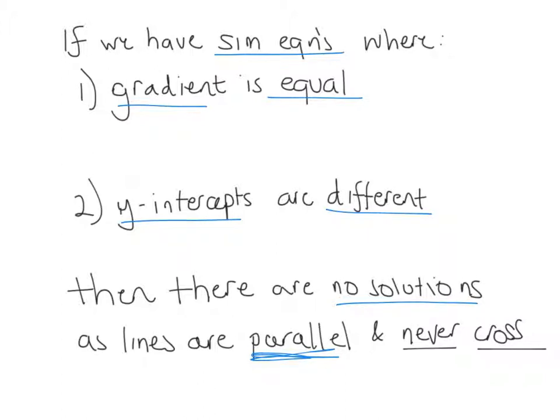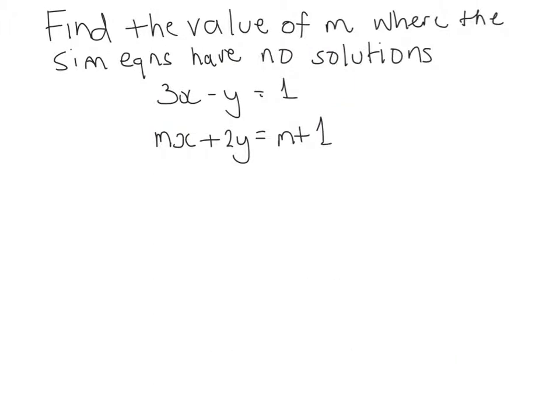Let's have a look at this next problem, which sets up a more difficult kind of scenario, a better scenario that you'll need to examine when we complete 2F. Now here we have a set of simultaneous equations. Here's one equation here, here's another equation here. Find the value of m, in here and here, where the simultaneous equations have no solutions.